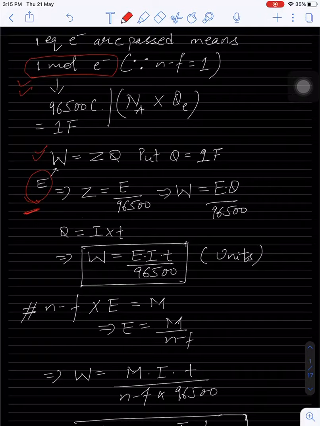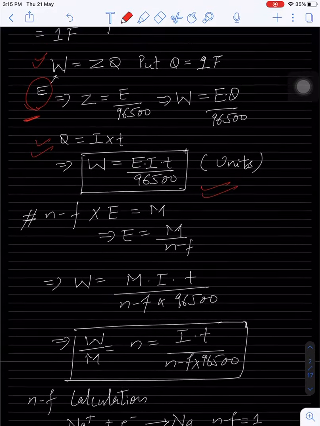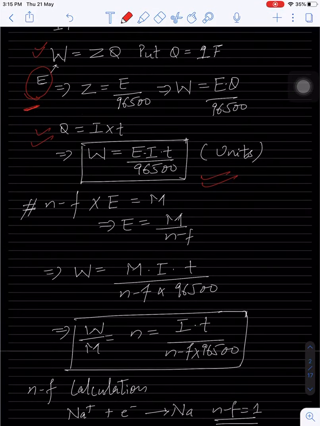Now this became a formula, and because Q equal to I into T, current into time, we write W equal to ZQ, or W equal to EQ upon 1 Faraday, or W equal to EIT upon 1 Faraday, which is equal to 96500 coulomb. Right. So in class 11 we have studied one thing.